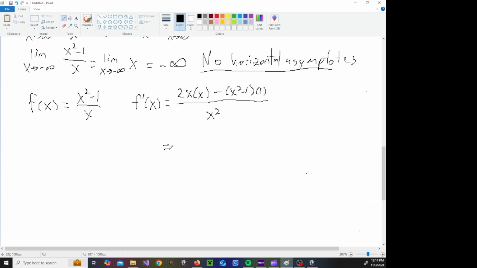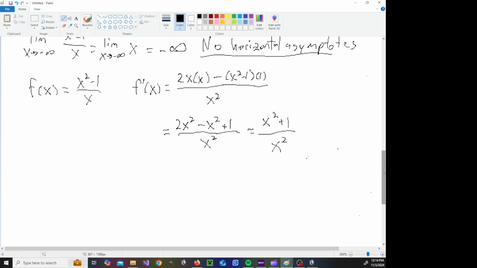Okay, so we took this part of the derivative, right? Now 2x times x is 2x squared minus x squared minus 1 times 1. So this is minus x squared. And then negative 1 times the negative sign here turns to plus 1 over x squared. So this turns into 2x squared minus an x squared leaves me with 1 x squared, and then a plus 1 over x squared. So this is my derivative, and I want to find critical values where my derivative equals 0 or does not exist.